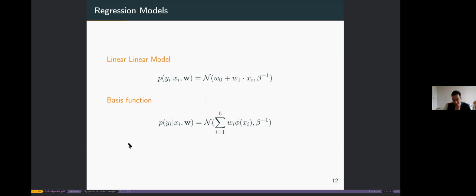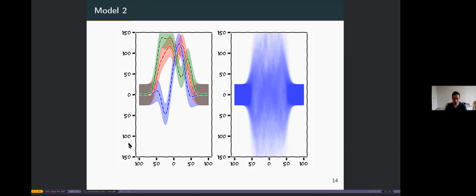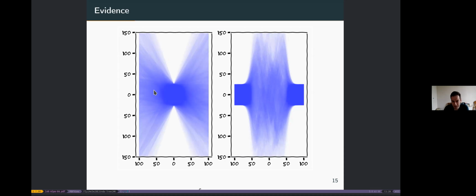Cool. So let's take 2 models then and compare their marginal likelihood. I'm going to take a linear model and a linear basis function model with, I think, 6 basis functions. My linear model looks like this, the same plot as before, and my basis function model looks like this. I can't really compare the likelihood, I can't really compare the prior, but the evidence here is something that I can compare. Now we can see that these 2 models distribute probability mass in completely different ways.